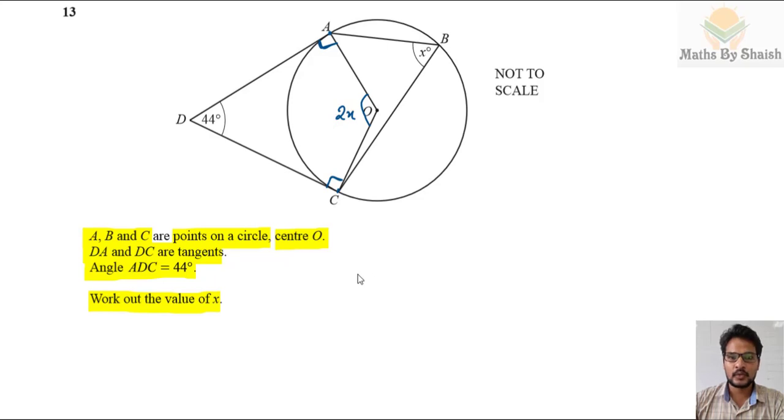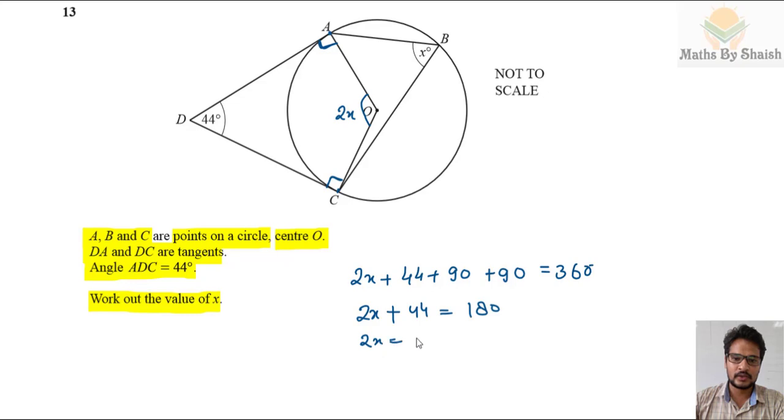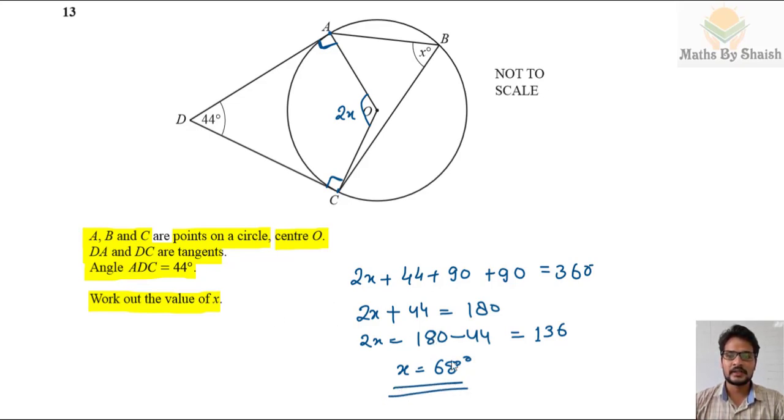From this property we get 2X plus 44 plus 90 plus 90, and it has to be 360 degrees because the angles sum to 360. So 2x plus 44 plus 180 equals 360. On the other side it becomes 360 minus 180, that is 180, and hence 2x equals 180 minus 44, that is 136, and hence x becomes 68 degrees.